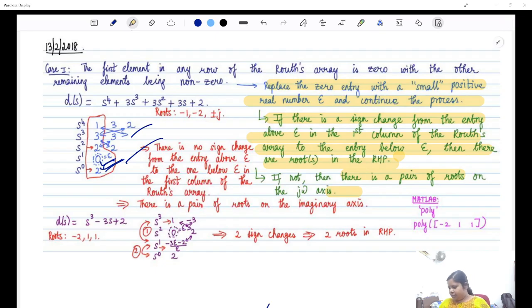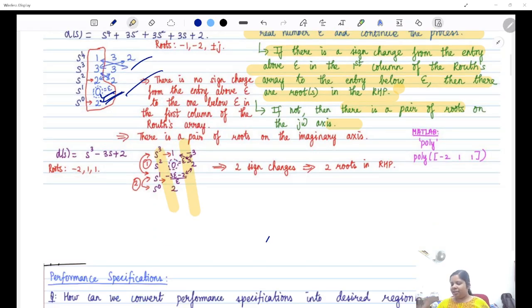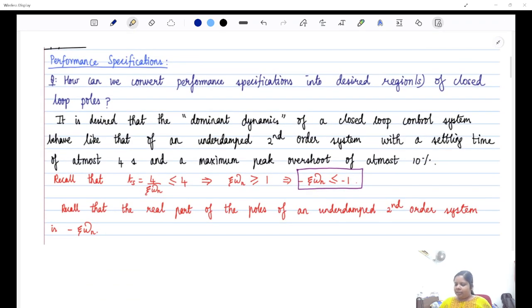We'll have questions on this as well. So if there are 2 sign changes, then 2 roots are there in the RHP. Okay, it is pretty simple. Then there was another case discussed which I haven't taken here. I hope you have already seen the lecture for the complete row becoming zero and how radially opposite roots are present. The next thing I wanted to move to was what I covered in the first slide.